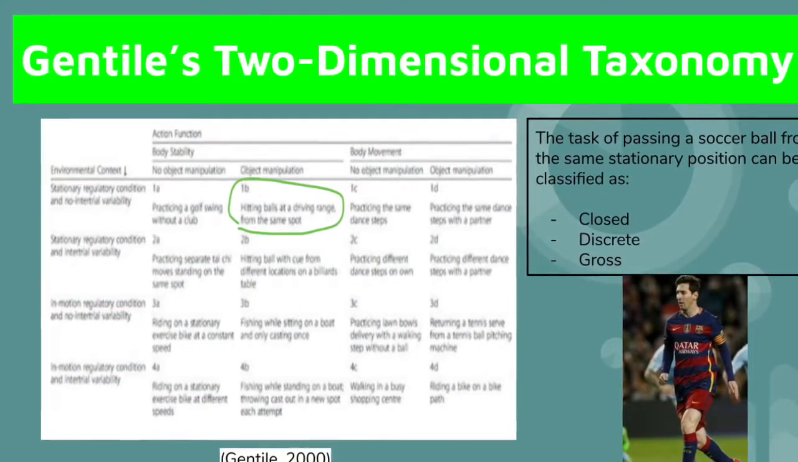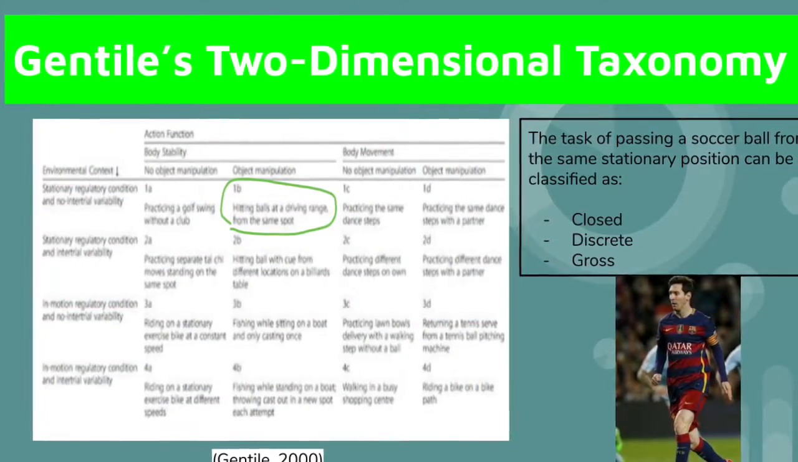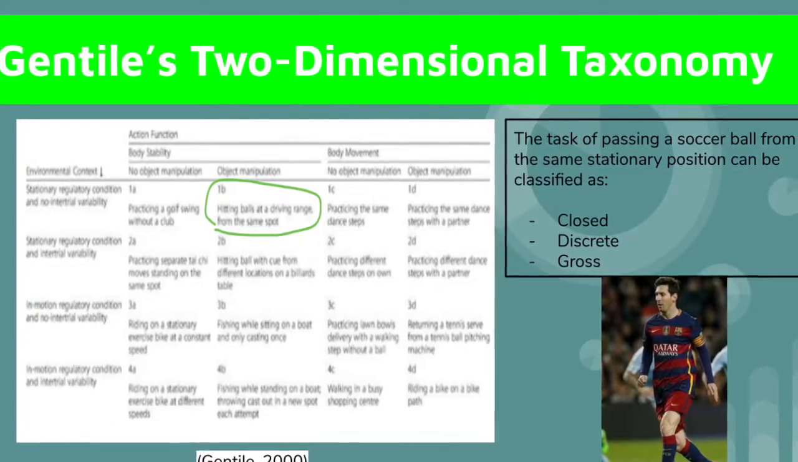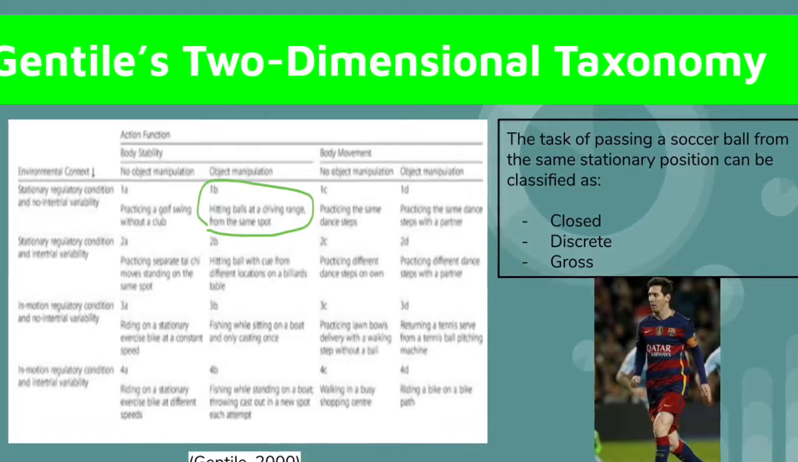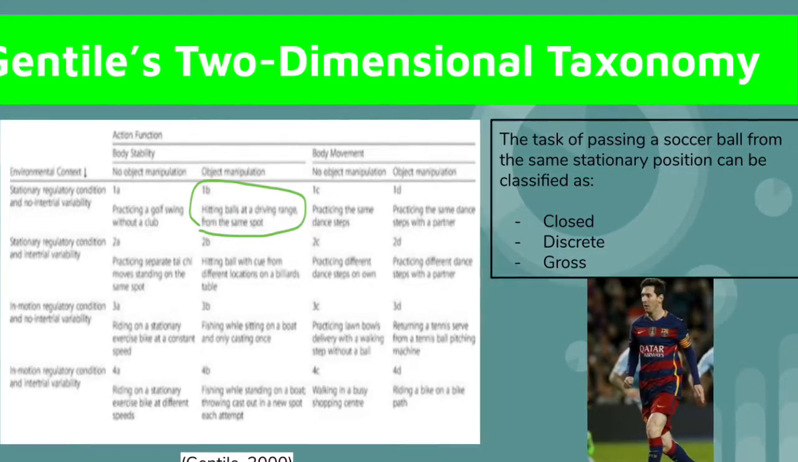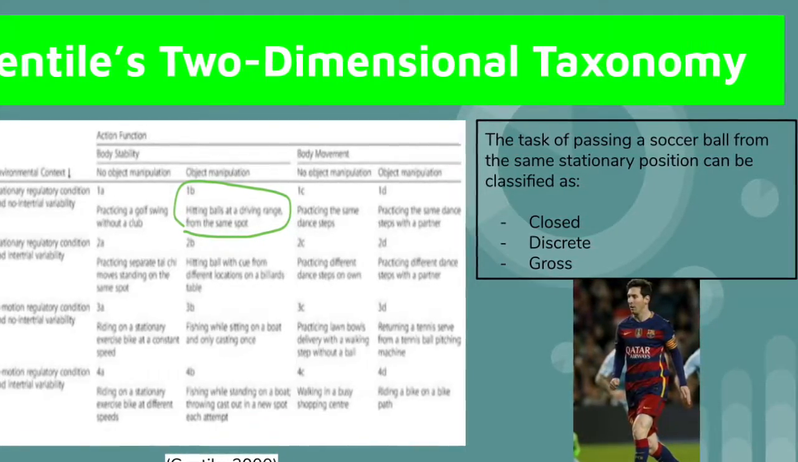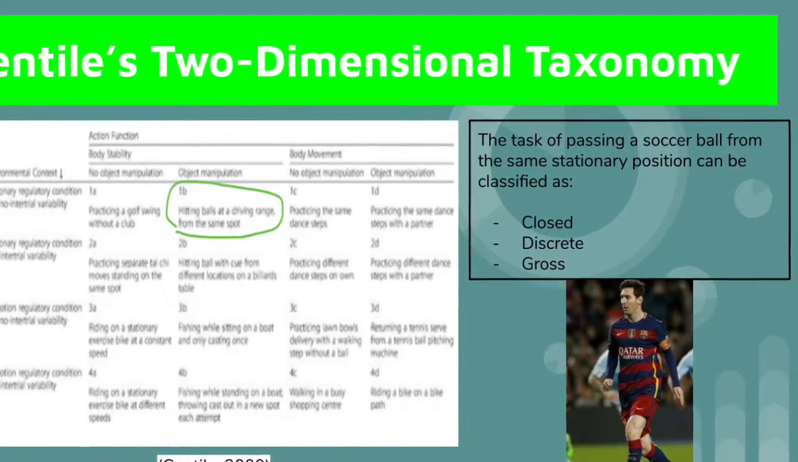According to Gentile's 2-dimensional taxonomy, our pre-test, post-test and retention test task, that being passing a soccer ball through the cones, would fall under the category 1B. This is due to the fact that it is a stationary regulatory condition with no intra-trial variability. There is body stability, however there is object manipulation.